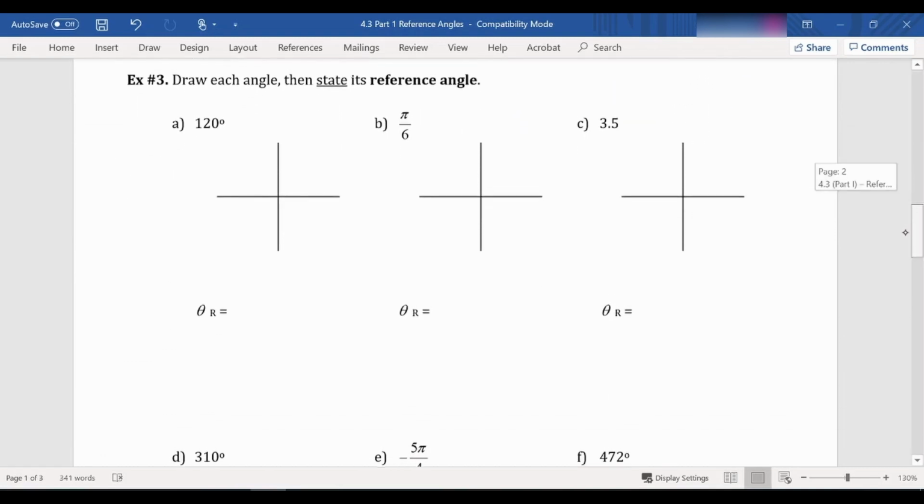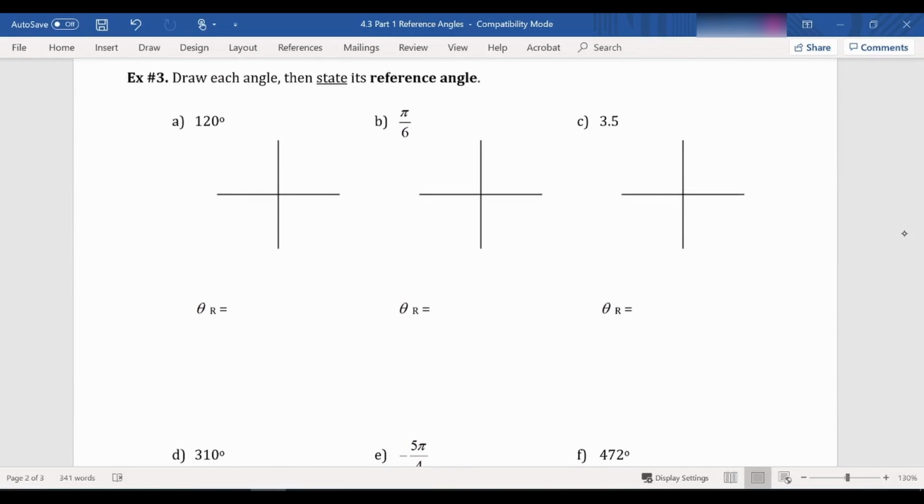All right, so we're going to try some questions where we're going to draw some angles. We've got some in degrees, some in radians. We're going to figure out what quadrant we're in and state our reference angles.